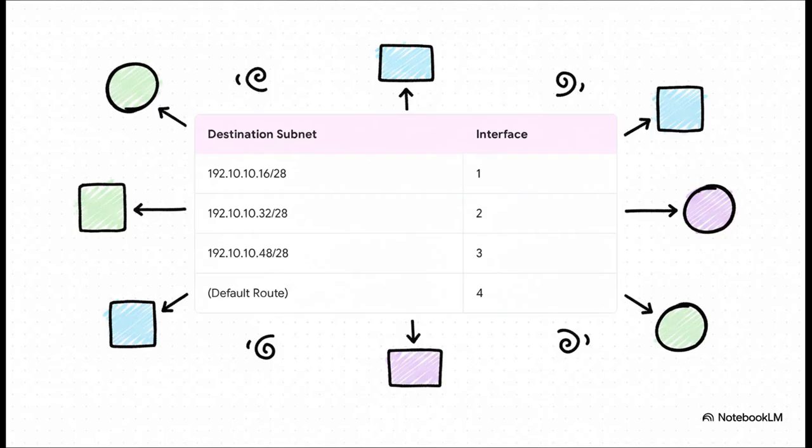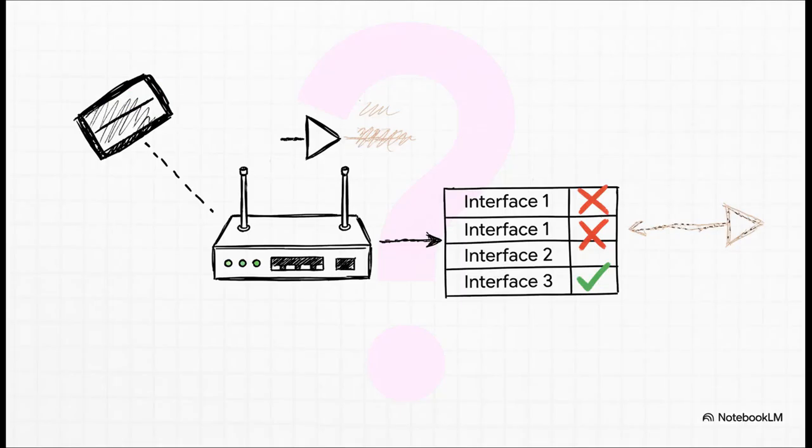And once it knows the subnet, what does it do? It checks its cheat sheet, which is called a forwarding table. It's a super simple map that just says, hey, if a packet is for this subnet, send it out of physical port number 1. If it's for that subnet, send it out port number 2. It's that simple. All right, let's watch this happen in real time.